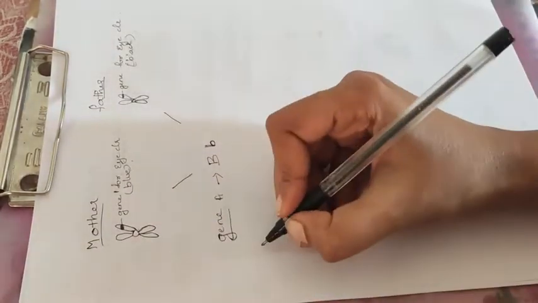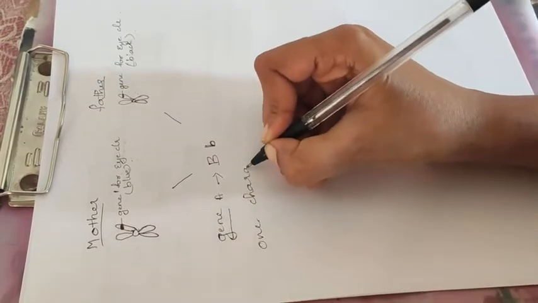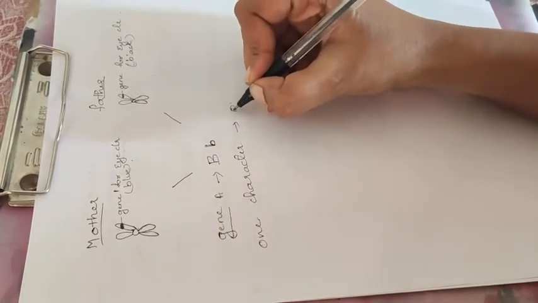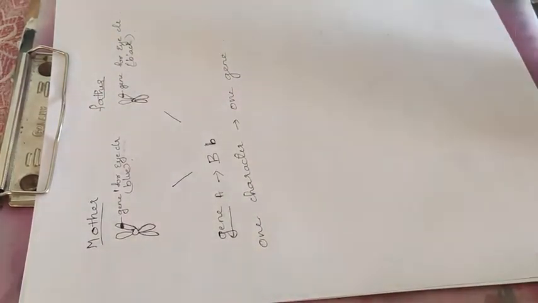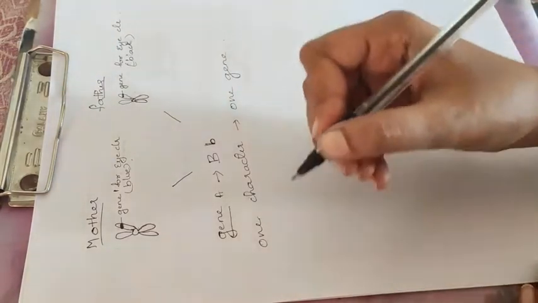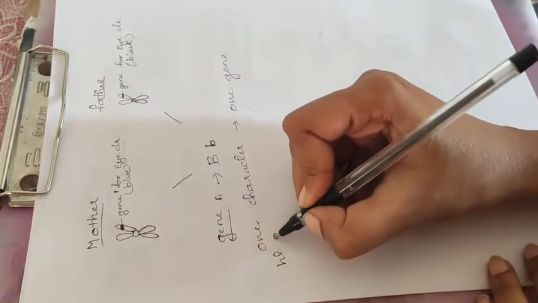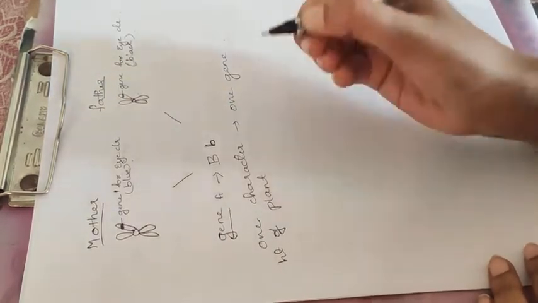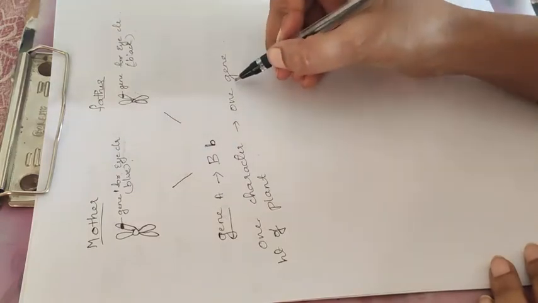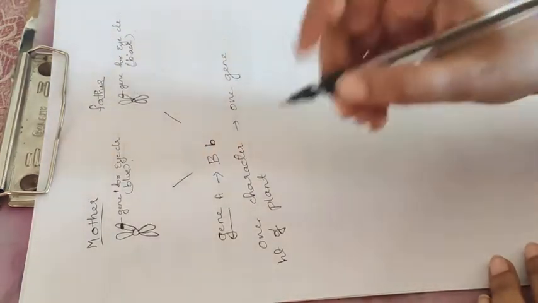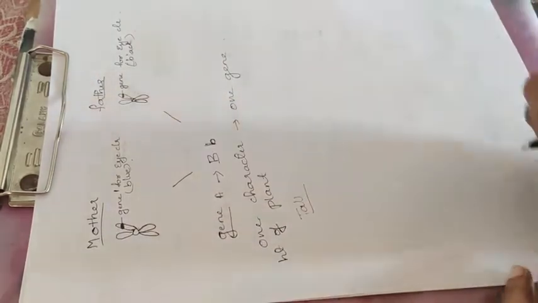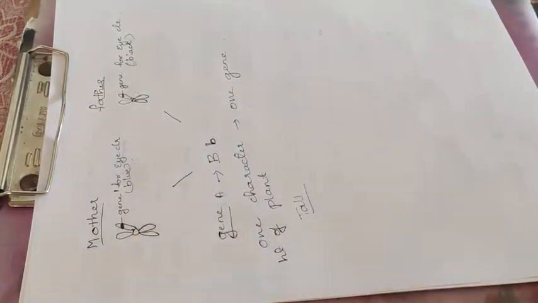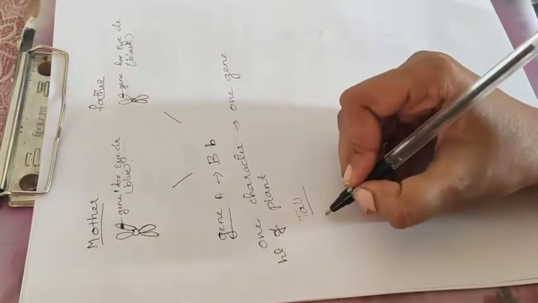If there is one character controlled by one gene, since it will be useful in Mendelian law, I will take the character as the height of the plant. It is controlled by some gene, one gene. Now, if I say height of the plant, tall is also referring to the height of the plant. If I say it is short, it is also the height of the plant only.